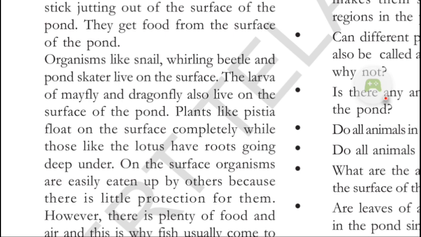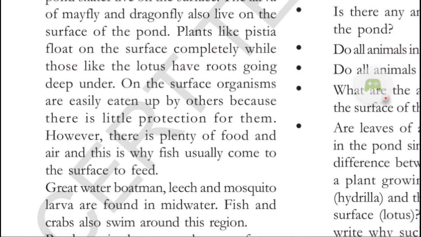Plants like pistia float on the surface completely, while those like the lotus have roots going deep under. On the surface, organisms are easily eaten up by others because there is little protection for them. However, there is plenty of food and air, and this is why fish usually come to the surface to feed.